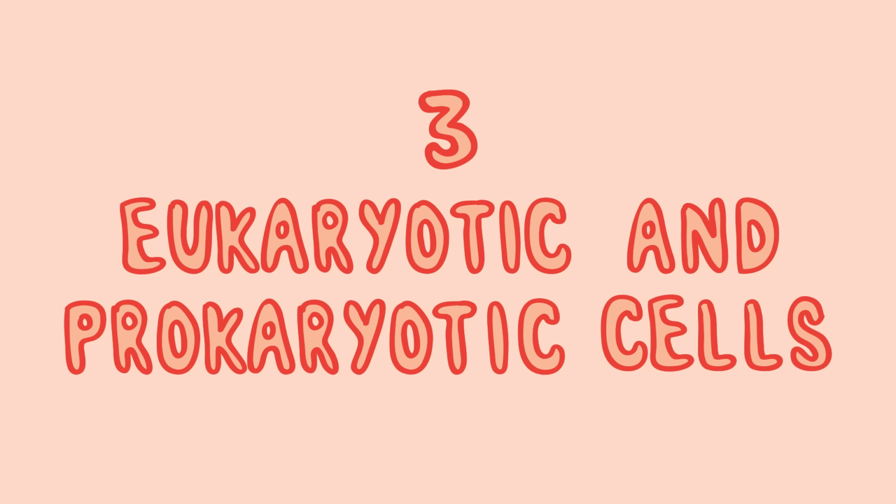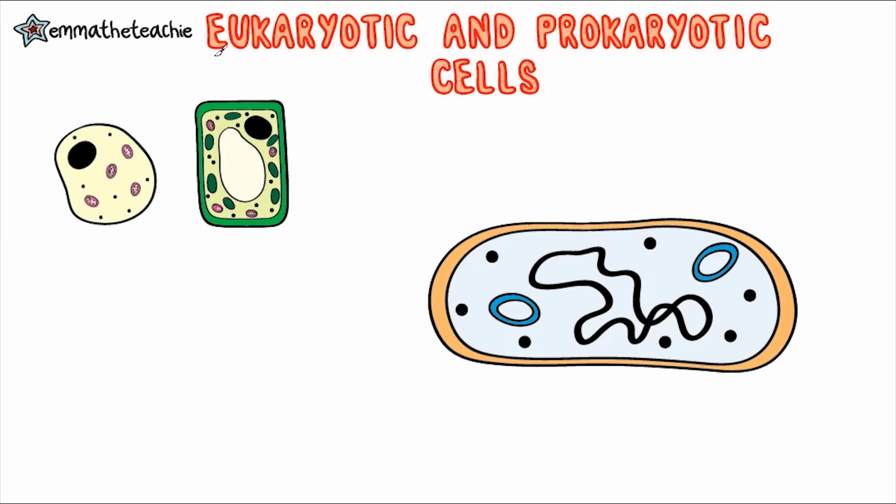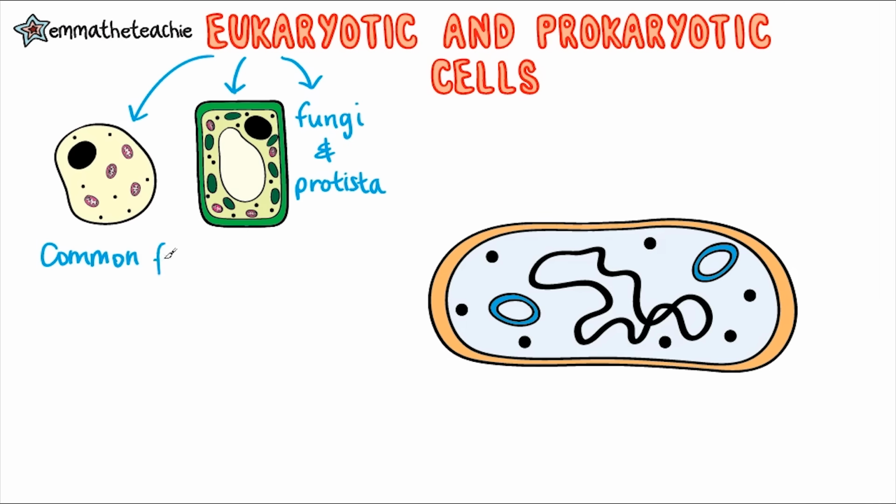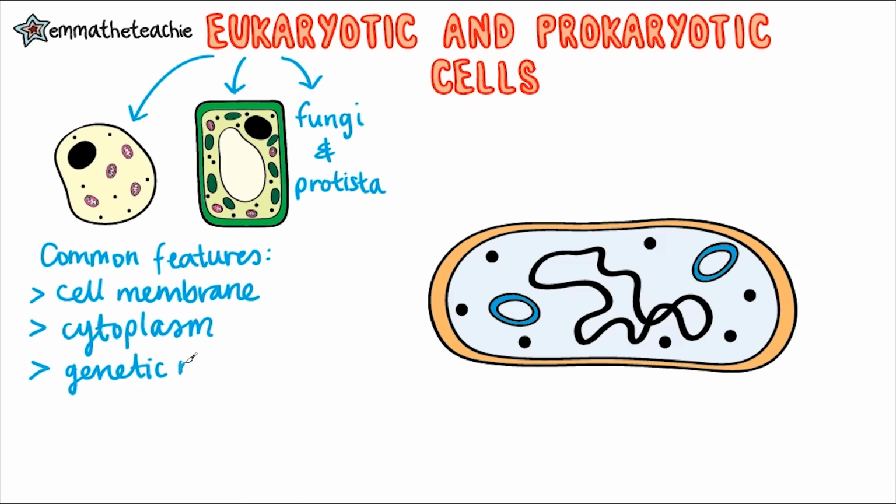3. Eukaryotic and prokaryotic cells. Animal and plant cells are both eukaryotic cells, as well as fungi and protista. We call them eukaryotic cells because they all have some features in common. They all have a cell membrane, a cytoplasm, and genetic material that is found inside a nucleus.